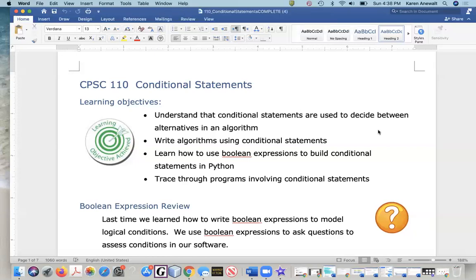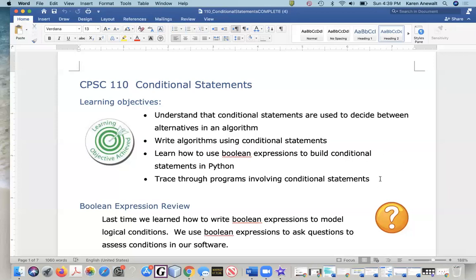In this lecture series, we're going to be learning about conditional statements. By the end of this series, you should understand that conditional statements are able to decide between alternatives in an algorithm. You should know how to write algorithms using conditional statements, learn how Boolean expressions are used to build conditional statements in Python, and be able to trace through programs involving conditional statements.